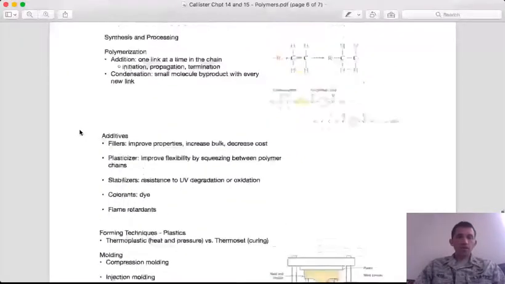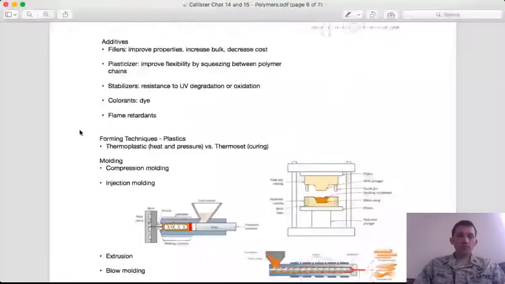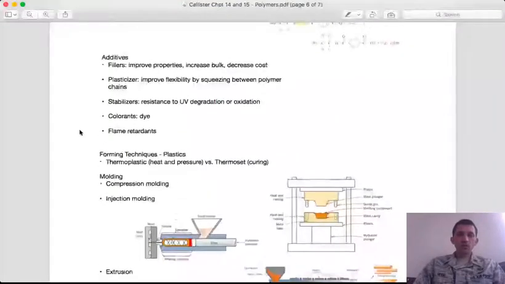Okay, and as you are polymerizing or processing the polymer system, you don't just have the polymer chains. Oftentimes, you add other molecules to modify the materials, modify the properties. Those would be fillers and plasticizers, stabilizers, colorants, flame retardants. So fillers can modify the entanglement of adjacent chains as they kind of get in the way.